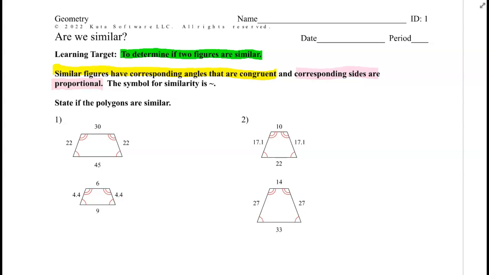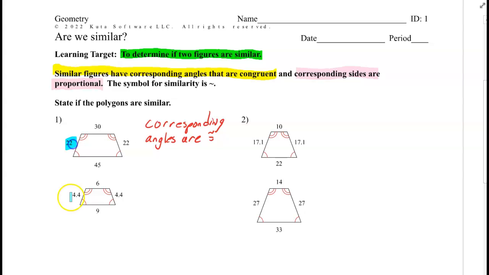So if we look at problem number 1, we could see the corresponding angles that I'm highlighting in different colors are congruent. So the yellow angle, the pink angles, the green angles, and the blue angles are all congruent. So the corresponding angles are congruent. And then the second thing we need to do is we need to check the proportions. So we need to check that the fractions are the same for the corresponding sides.